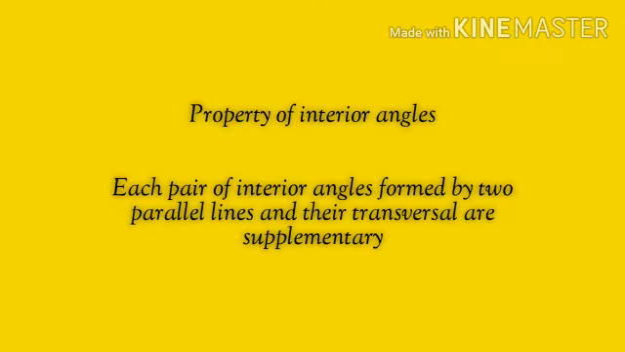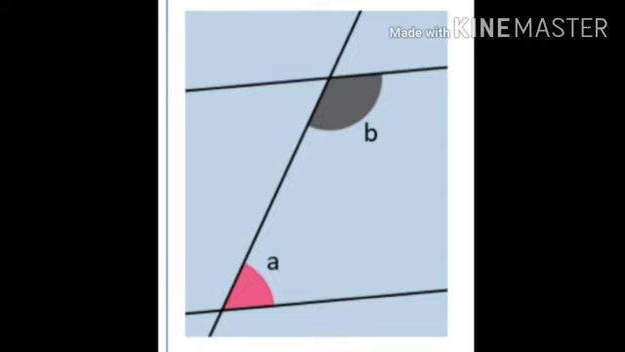So, according to the property of interior angles, each pair of interior angles formed by two parallel lines and their transversal are supplementary. Now, look at this figure. Here, angle A and angle B are interior angles.